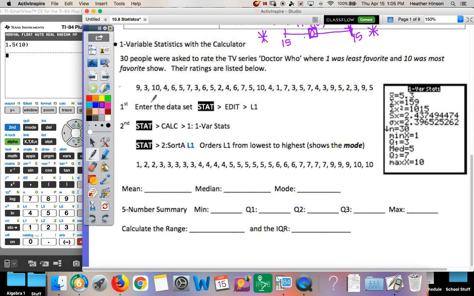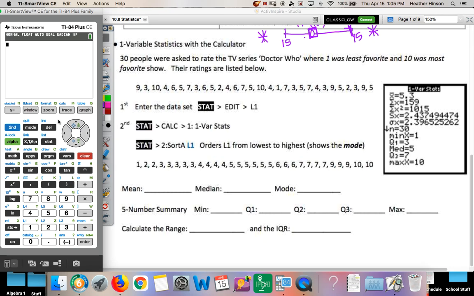So if we look at the first example, 30 people were asked to rate the TV series Doctor Who, where 1 was the least favorite and 10 was the favorite show. Their ratings are listed below. So all of these numbers are their ratings. We have 30 numbers here. We're going to enter the data into STAT. We're going to go to STAT, edit your table, and you're going to enter all of these numbers into STAT. So make sure you get all 30.